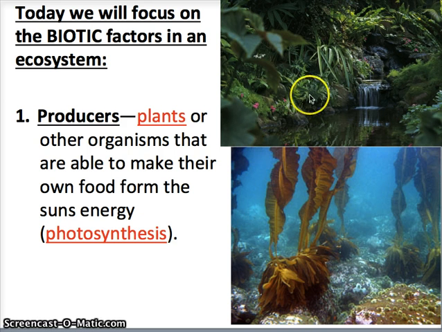So we have plants and trees, and in the ocean we have producers like kelp. This is a picture of kelp. There's seaweed that does photosynthesis and provides nutrients and oxygen for the creatures in the water.